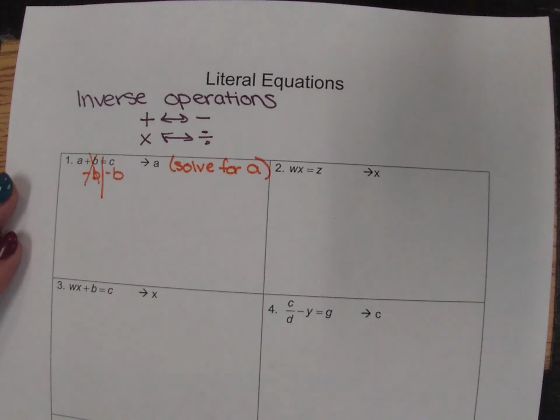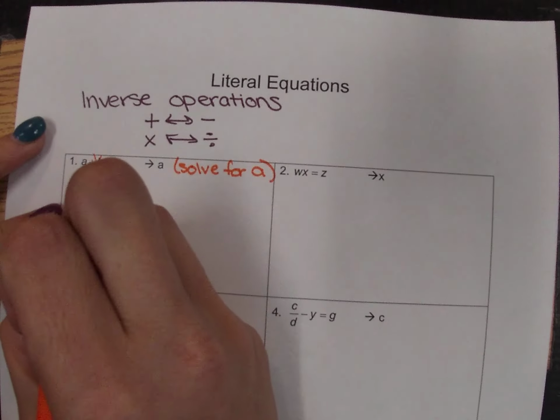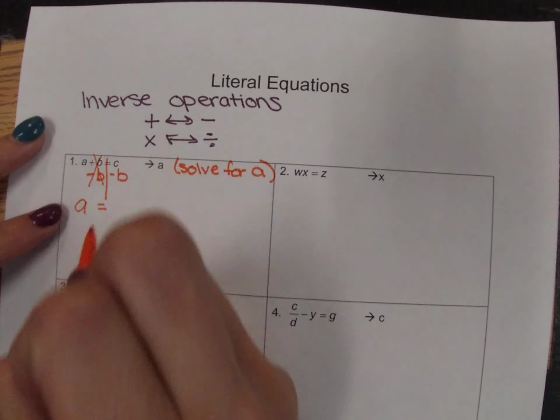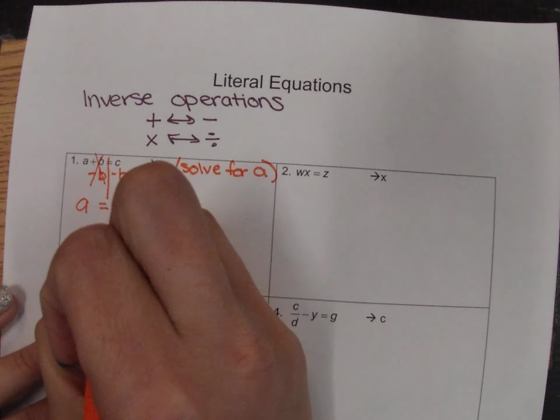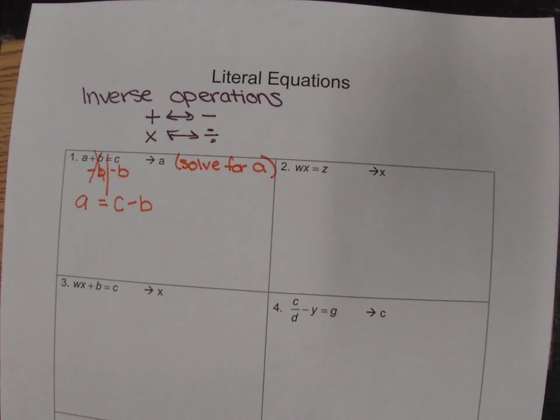Our b's are going to cancel out because if we have the positive and negative of a number, those become 0 and go away. Our a is left on the left-hand side, and on the right-hand side, we are just left with c minus b. We can't subtract c minus b, so we can't take that any further, and our final answer is just a equals c minus b.